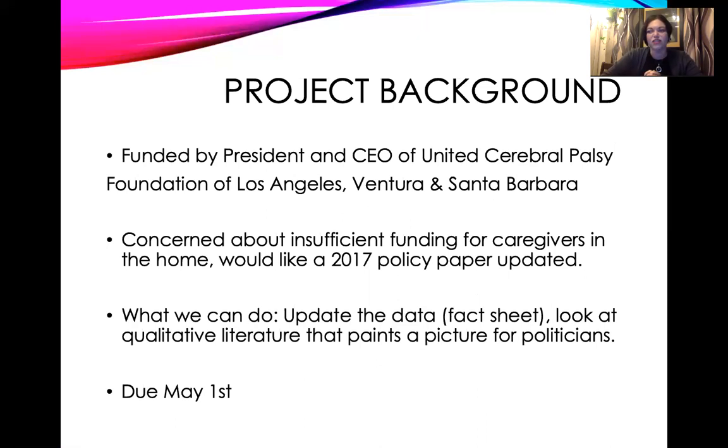And politicians are not very data wonky usually. They want to know the story behind what's happening. So we may also want to do a literature review that paints a picture of what life is like for caregivers of people who have cerebral palsy or autism, other developmental disorders. What is their daily life like, and what are the burdens that they're facing? What are their challenges? How can we get them some money, and how can we support that they need money for this important cause? And it is due May 1st, so that's why we're meeting quickly and just getting it going. Okay, so let's see.